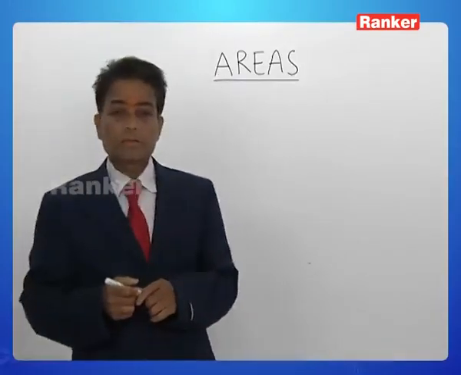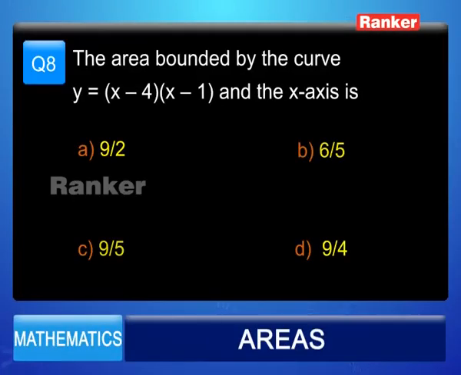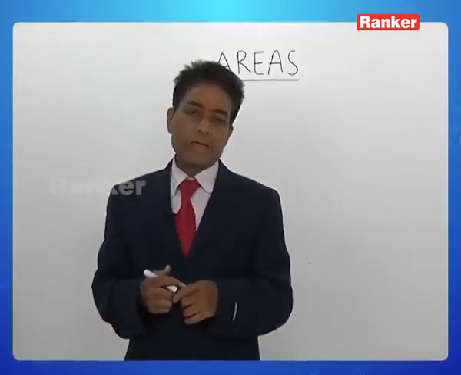Question number 8. Area bounded between the parabola y is equal to x minus 4 into x minus 1 along with the x axis. So, area bounded between the parabola and x axis. 4 options are given. A is 9 by 2 square units, B is 6 by 5 square units, C is 9 by 5 square units and D is 9 by 4 square units. So, let us see what is the right answer.